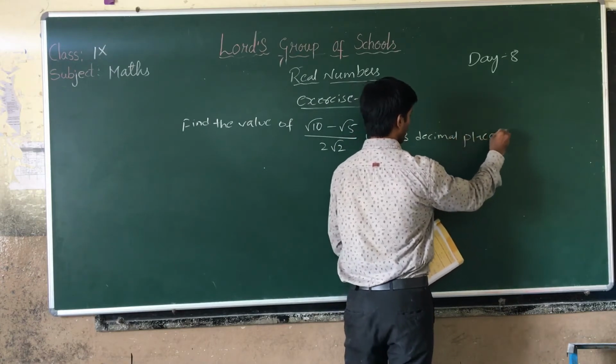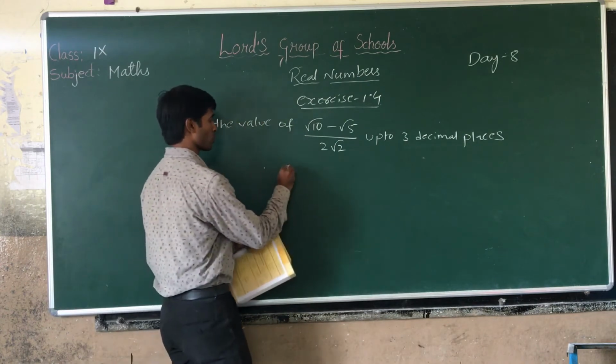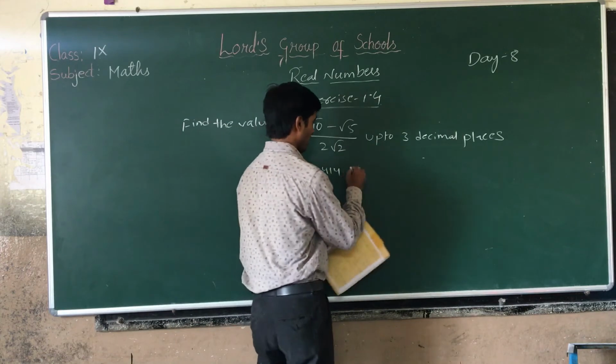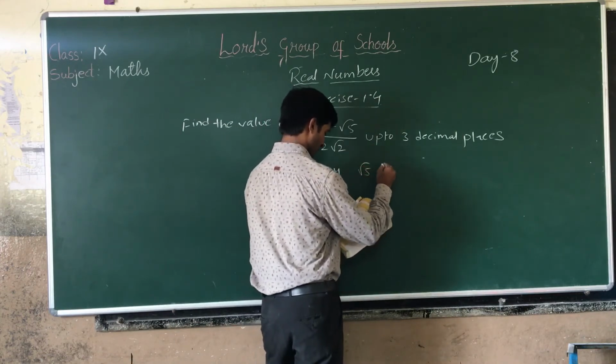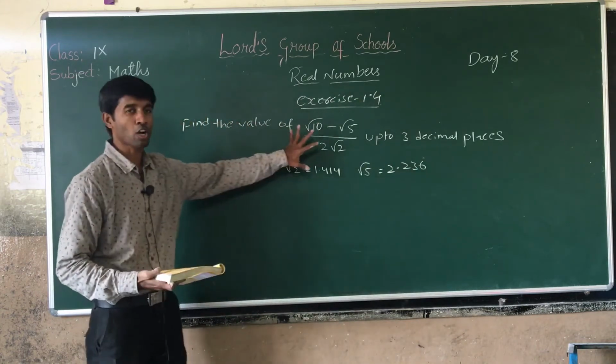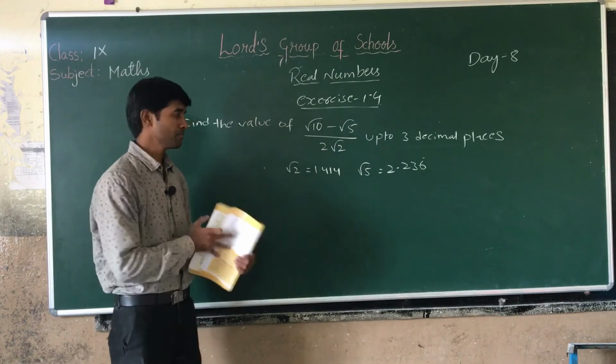Up to 3 decimal places we have to find the value of this expression, and they have given the value of root 2 as 1.414 and root 5 as 2.236. I will just give you the hint of this problem and you complete it. I am not going to tell the total problem.